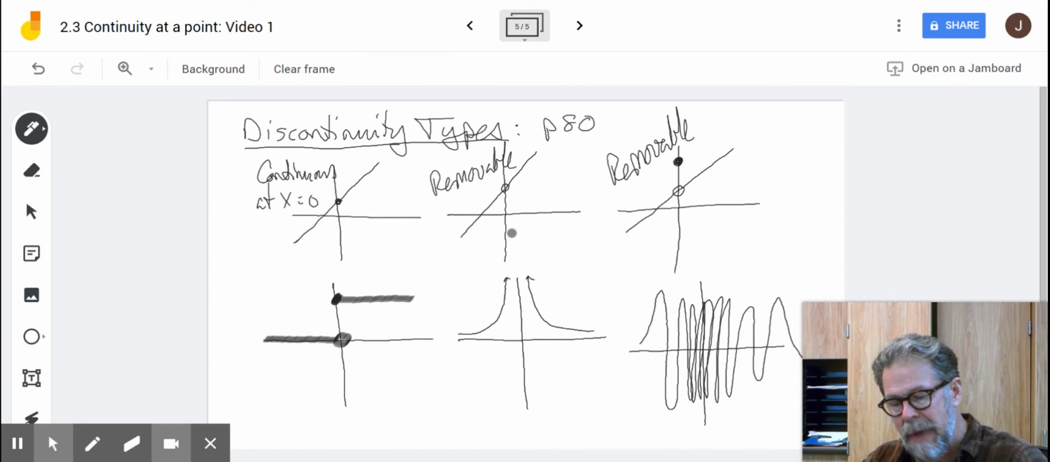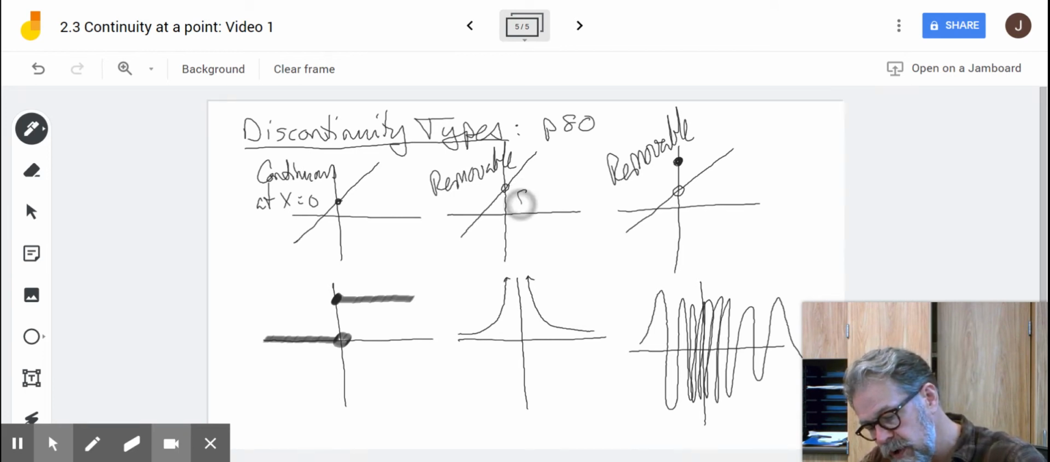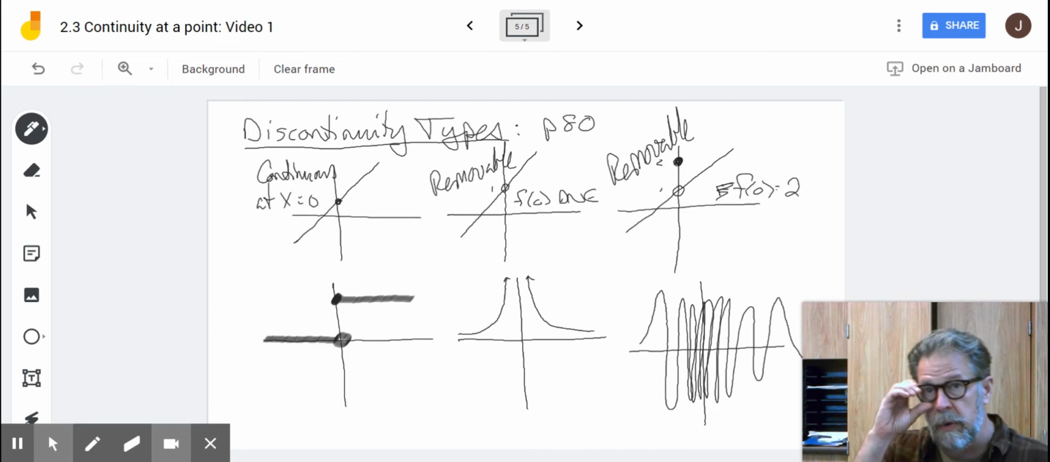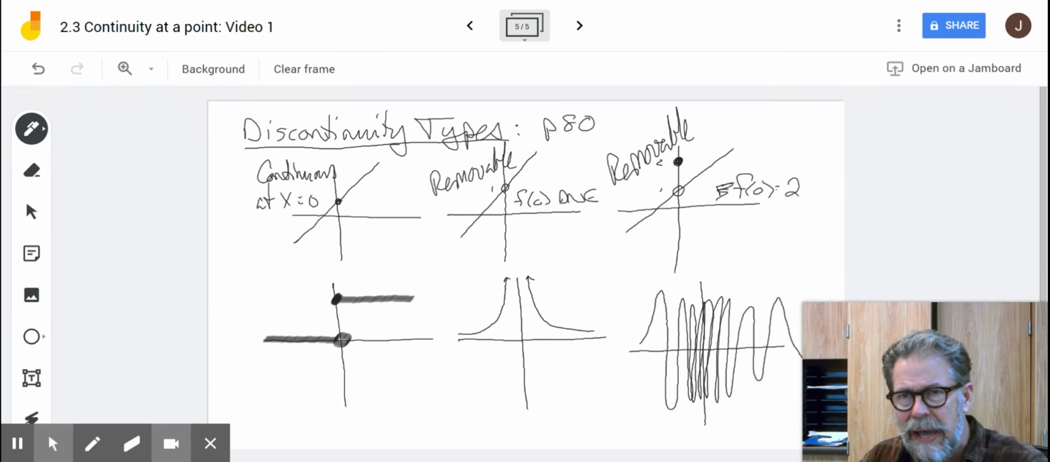Notice it doesn't matter if there's a value, f of 0. In this case, f of 0 does not exist. And in this case, f of 0 is 2, assuming that this is 2 and that's 1. Removable discontinuity, easily fixable, because all you've got to do is stick a point in there, and we'll talk about that in just a minute. If you wanted that to be continuous, you would just redefine the function to have a point right there.